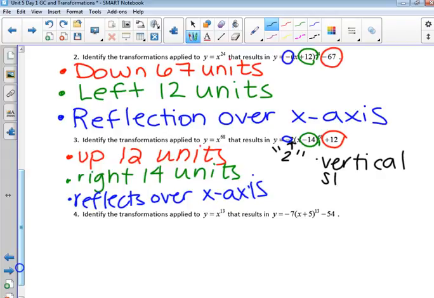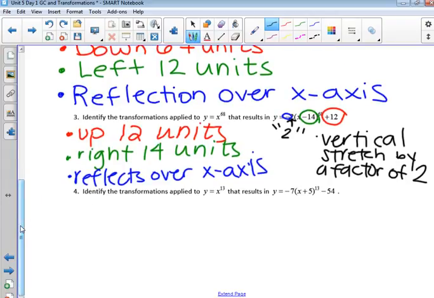And what you might see on tests, SOL, stuff like this, you might hear it as a vertical stretch by a factor of 2. So again, as long as you know it's a vertical stretch, you're good. Sometimes they use that wording by a factor of 2. Okay, whatever the number is, they'll say it like that. Okay, so I'm just exposing you guys to that. Alright, you try this last one.